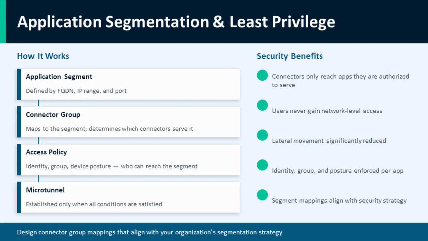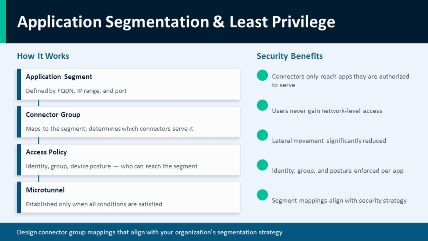Application segmentation is how ZPA implements zero trust at the network level. Here's the chain of logic. First, you define an application segment, a set of apps identified by FQDN, IP range, and port. Then, that segment is associated with a connector group, which determines which app connectors can serve those applications. Next, access policies add another layer. Users can only reach a segment if their identity, group membership, and device posture all meet the criteria. Finally, a microtunnel is only established when every condition is satisfied.